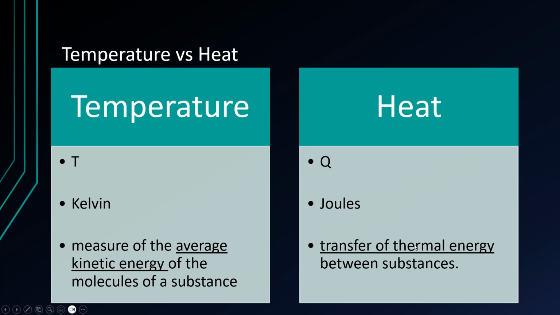So heat is our transfer of thermal energy between substances, right? If we're heating something up, we are transferring thermal energy from one object to another, right? From a fire to a pot, from my hand to the computer mouse, we are transferring thermal energy. Temperature, on the other hand, is a measure of the average kinetic energy of the molecules of a substance. So heat is a thermal energy transfer between substances, and the temperature of something is dependent upon the kinetic energy of that something.